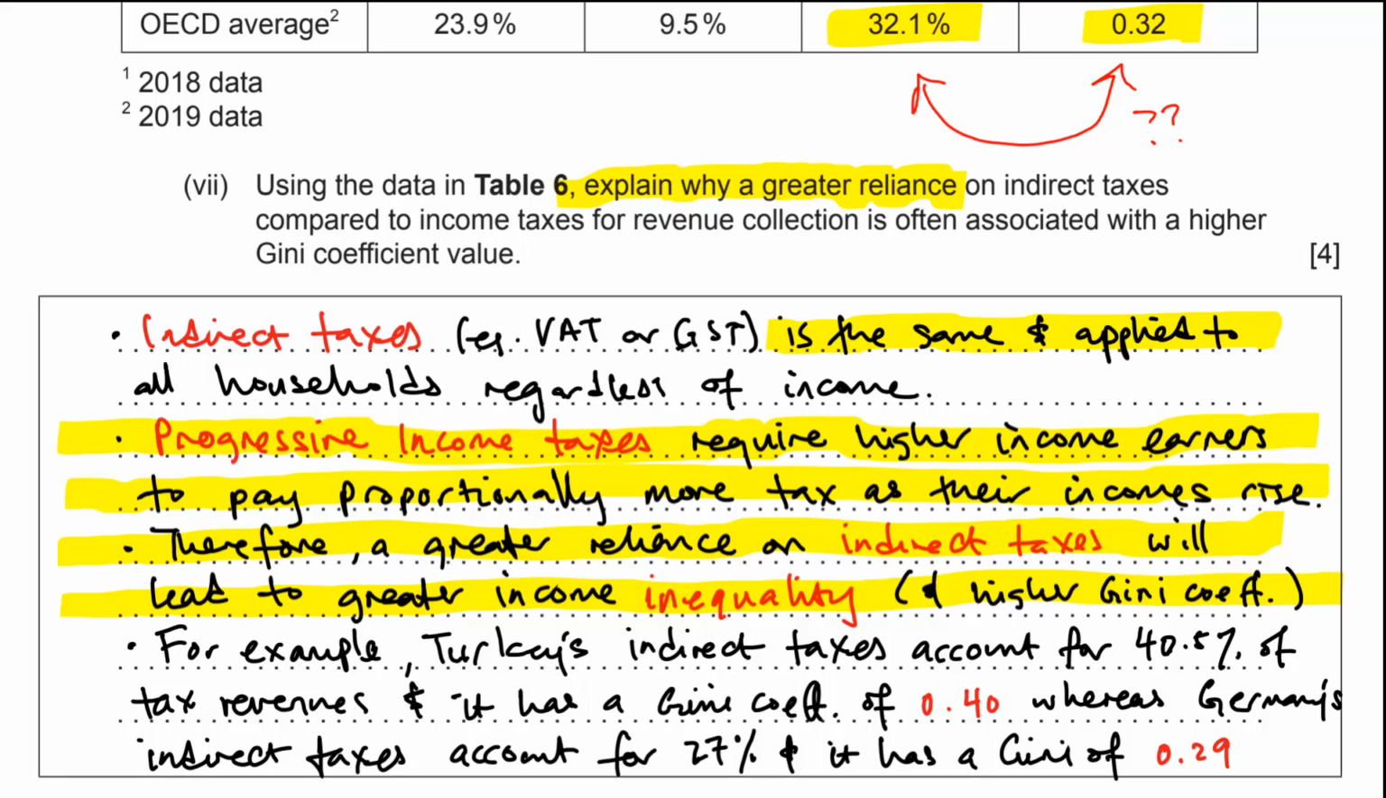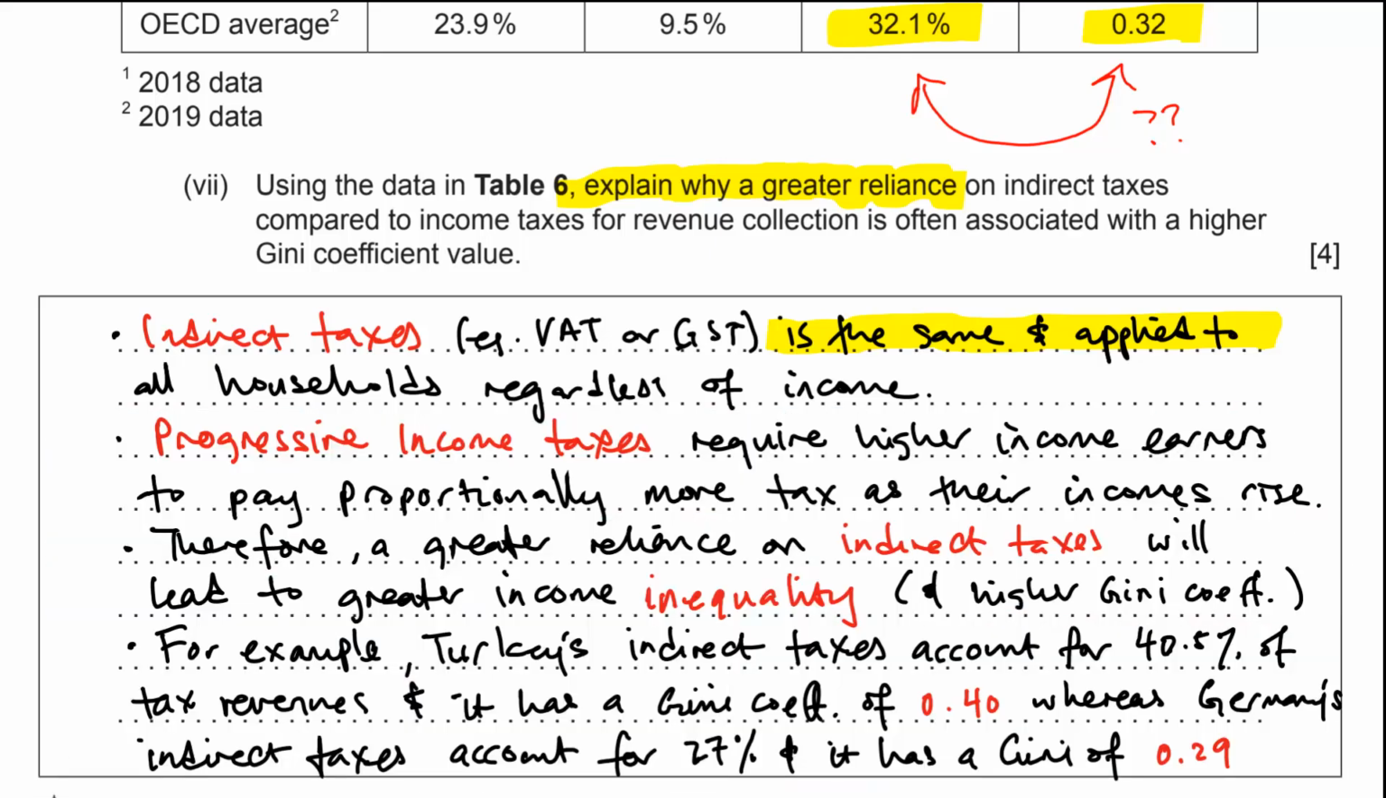So for example, Turkey's indirect taxes account for 40.5% of tax revenues, and it has a Gini coefficient of 0.4, whereas Germany's indirect taxes account for 27%, and it has a Gini of 0.29. So the evidence is pretty clear, right? More indirect taxes lead to more inequality. So if you want to fix your inequality, then use less indirect taxes and perhaps more progressive income taxes. Okay, so let's move on.